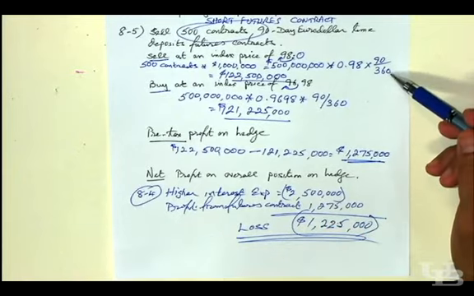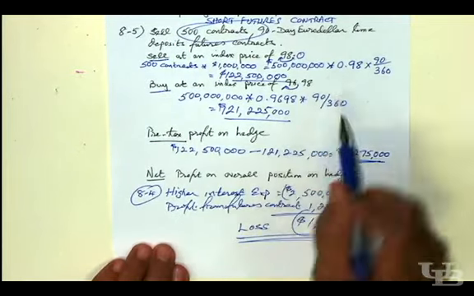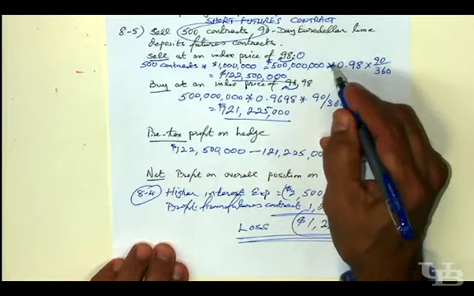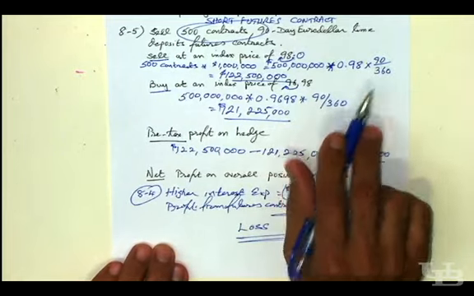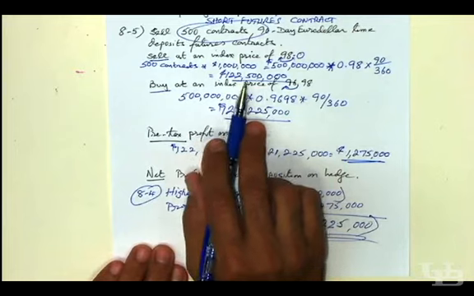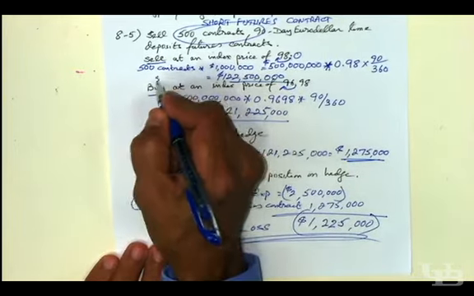90 always divide by 360. $500 million times 0.98, which is the sell price, times 90 over 360 is $122,500,000. And this is the sell price.